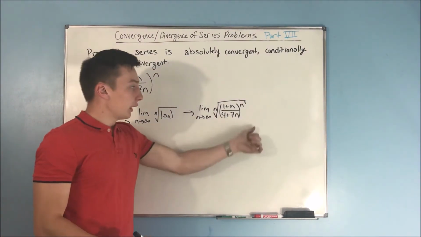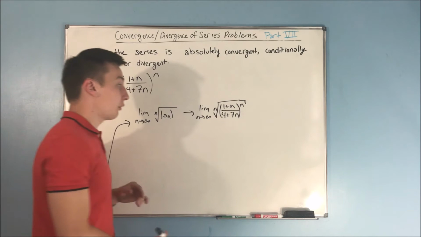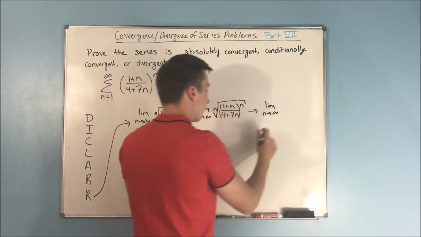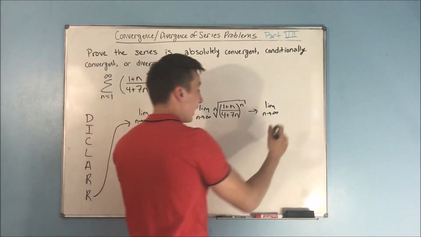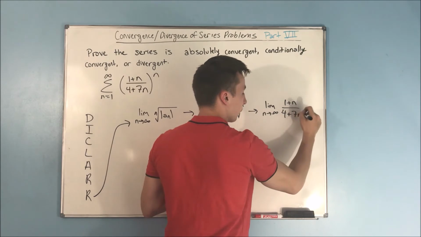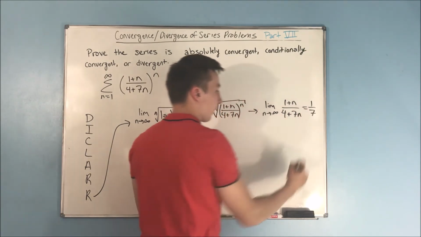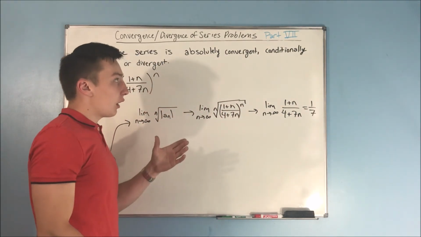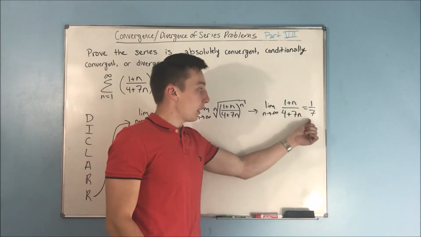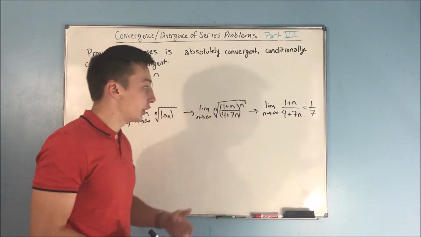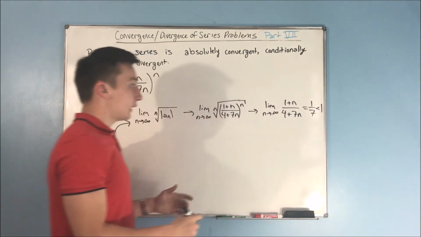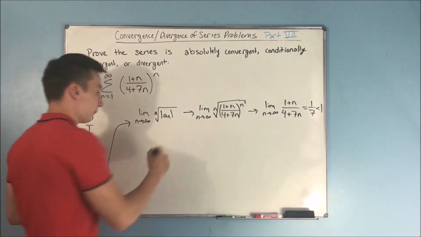Now, the nth root cancels out that nth power, and you're just left with the limit as n approaches infinity of 1 plus n over 4 plus 7n, and of course we know that that's going to be equal to 1/7. Now we're doing a root test here, so we need to be comparing this to 1. Well, 1/7 is less than 1, so this is absolutely convergent by the root test.